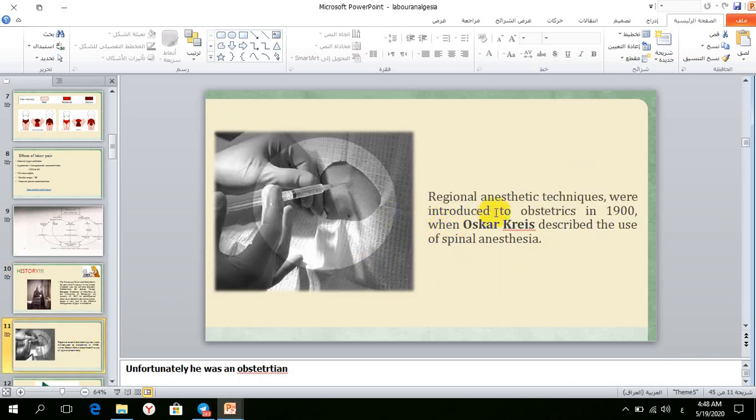Regional anesthesia or regional anesthetic techniques were introduced to obstetrics in 1900 when Oscar Kreis described the use of spinal anesthesia.